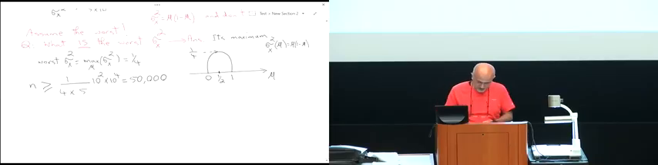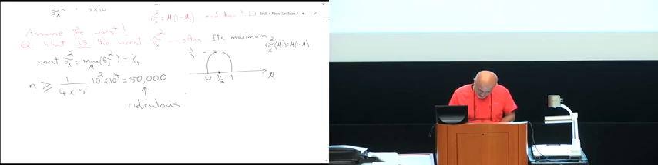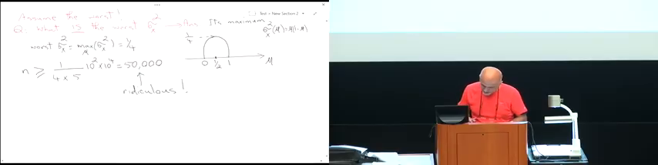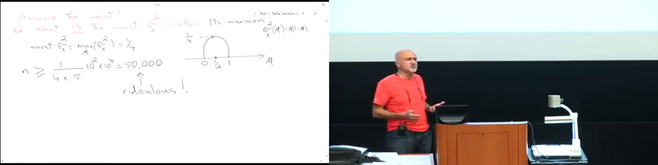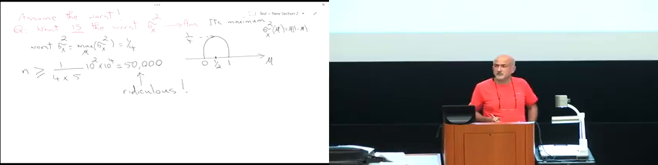Okay. Well, this is a ridiculous number. So we need a better bound. What's one of the things we can do to make this bound better?